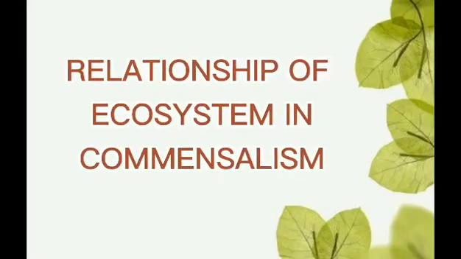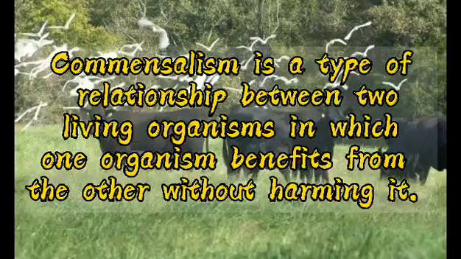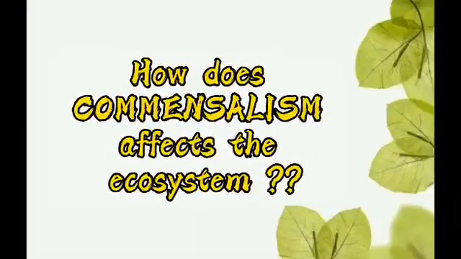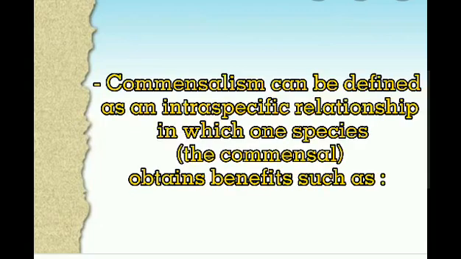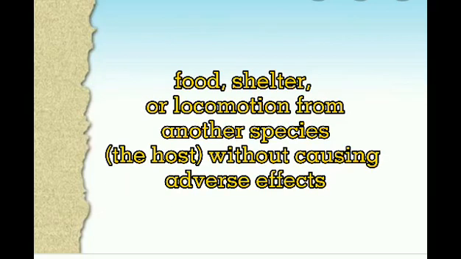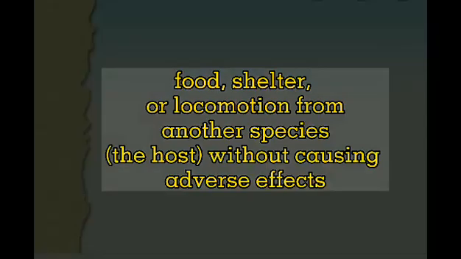Relationship of ecosystem and commensalism. Commensalism is a type of relationship between two living organisms in which one organism benefits from the other without harming it. How does commensalism affect the ecosystem? In a natural ecosystem, a diverse number of species interact and coexist with each other. Commensalism can be defined as an interspecific relationship in which one species obtains benefits such as food, shelter, or locomotion from another species without causing adverse effects.